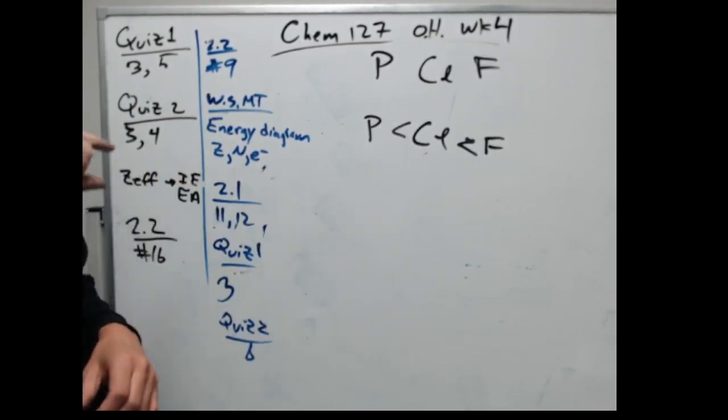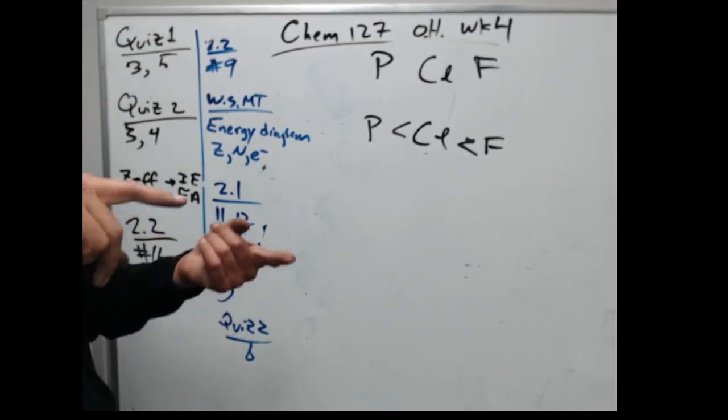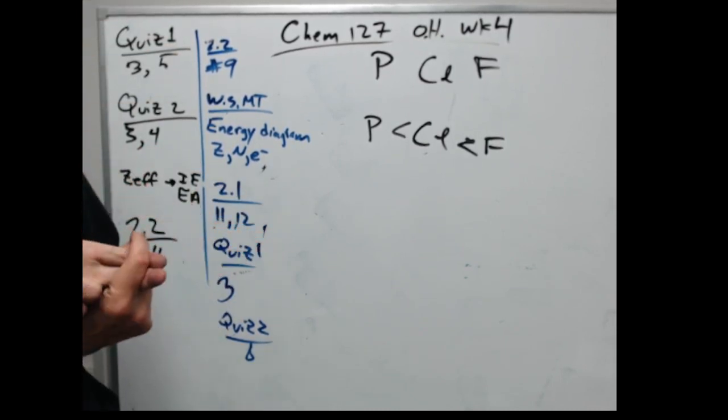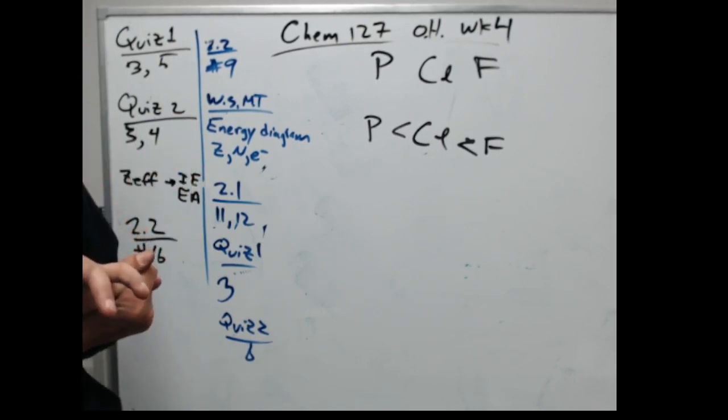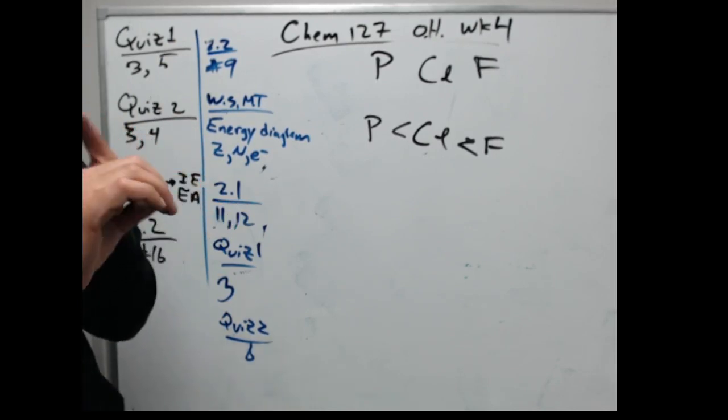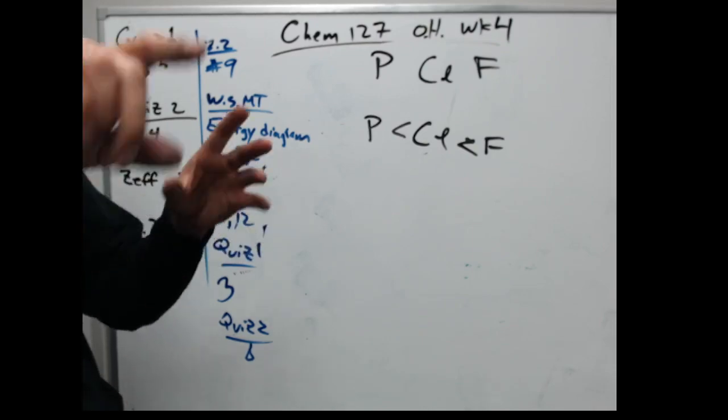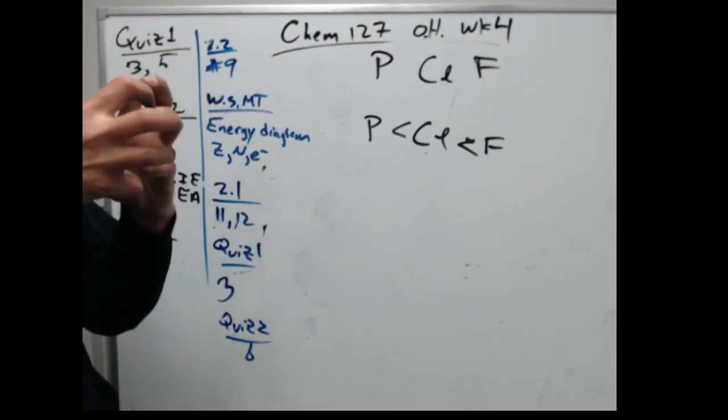But you notice we start running ourselves in circles, because ionization energy relates to electronegativity, which relates to electron affinity, which relates to Z effective, which relates to radius, which relates to ionization energy, which relates to, and you're just running, and all of the ideas relate to each other.